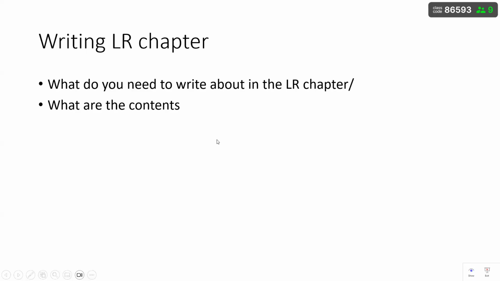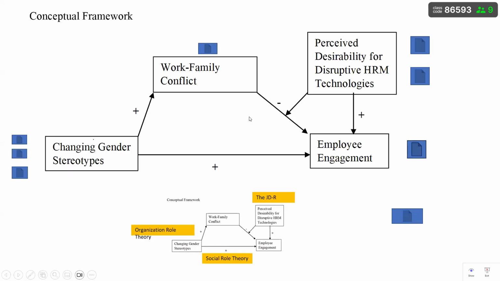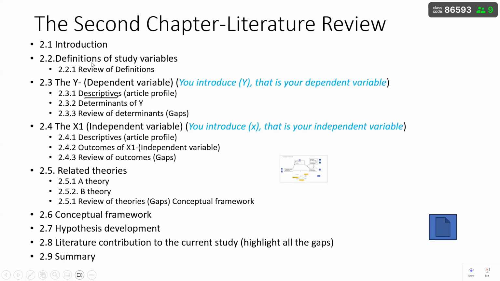At the same time, reviewing literature is really helpful for writing your literature review chapter, because you are supposed to write one. In most cases, that is the second chapter in your dissertation or thesis. For that, you can follow this structure. This is a template for the second chapter.